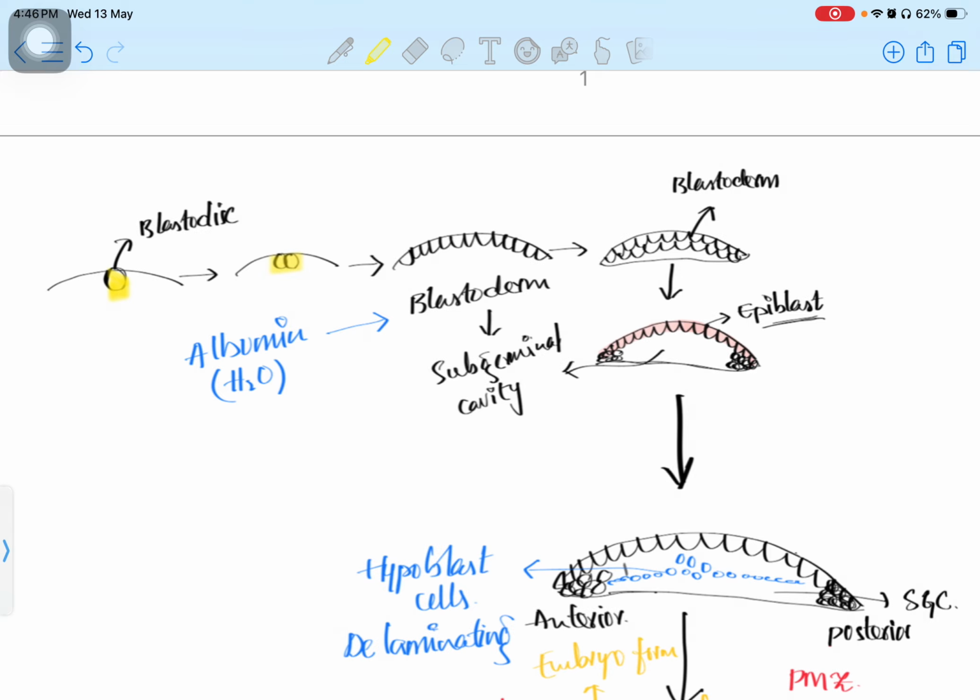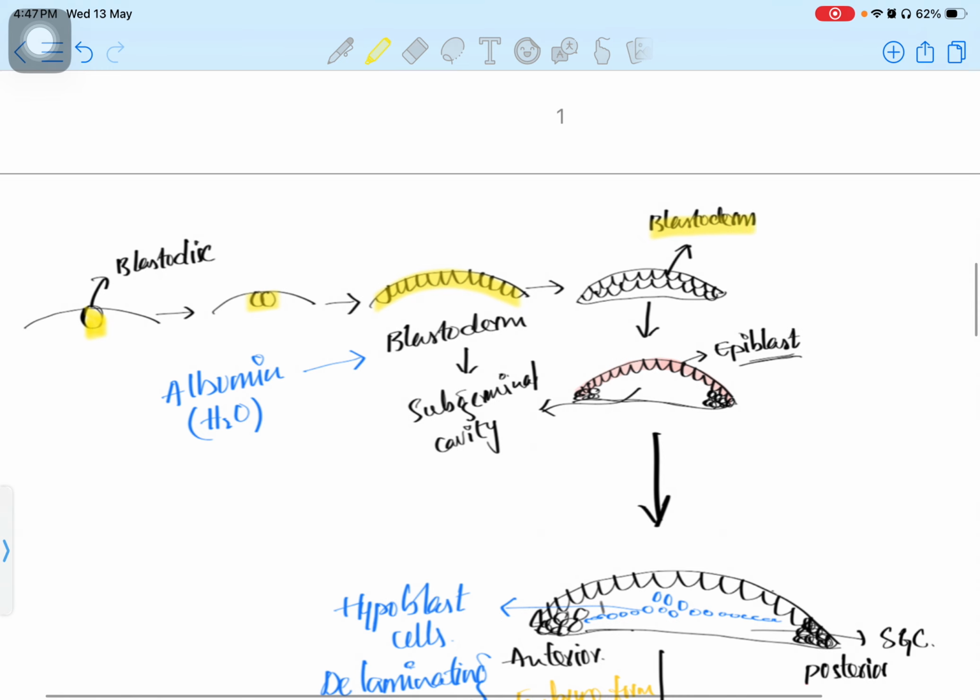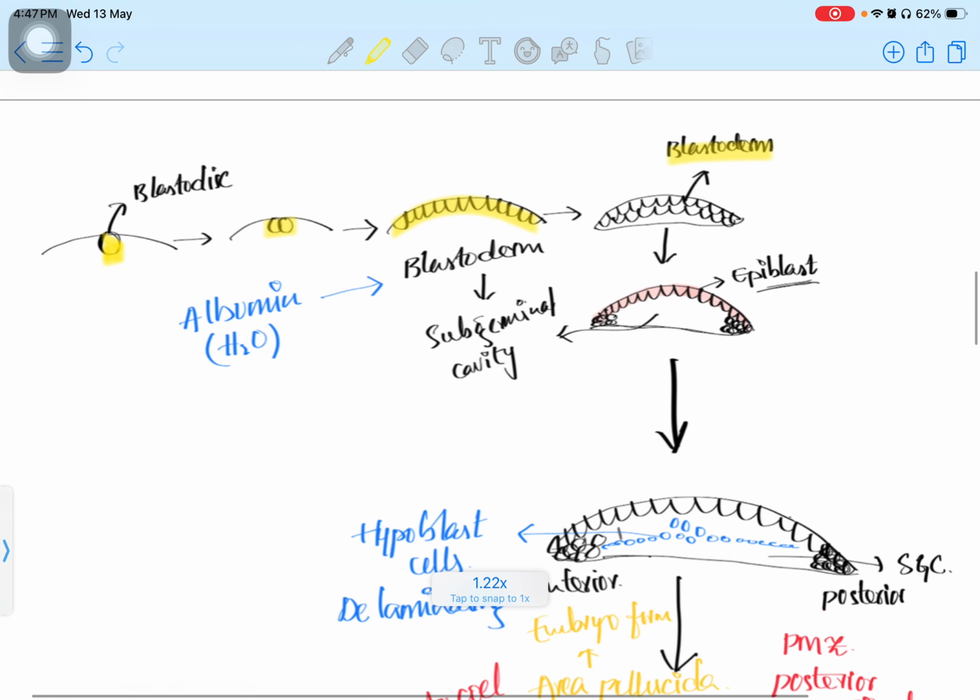It will divide and cleave and form two cells. Likewise, they will divide and make so many cells here. After forming as many cells as it can, they will form the blastoderm region. The blastoderm region is this complete region from here to here.